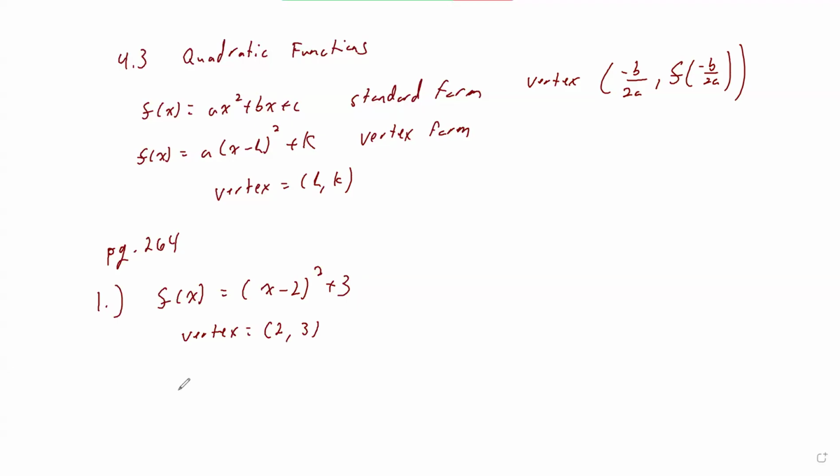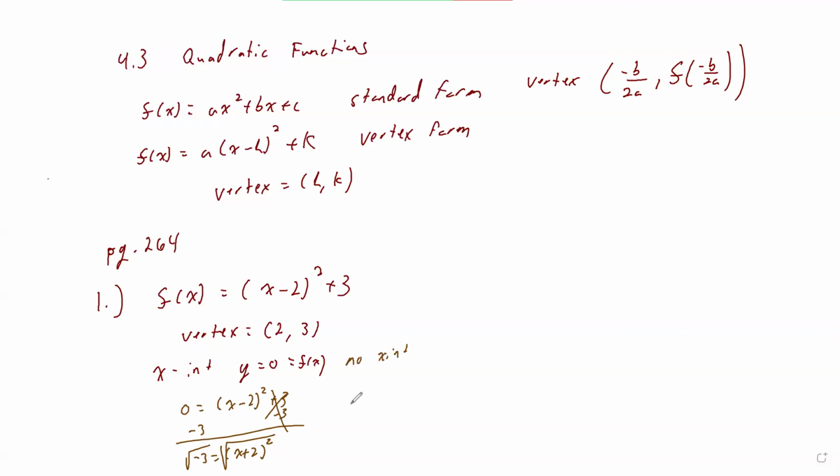So you just change the sign of the h. There's your vertex. To find the x-intercept, you have to let y equal 0, or also known as f of x equal to 0. So what we do is we take this function, and we're going to set it equal to 0. So 0 equals x minus 2 squared plus 3. So I'll subtract 3 on both sides. And then I'll take the square root. But at this point, I can't take the square root of a negative number. So there is no x-intercept.